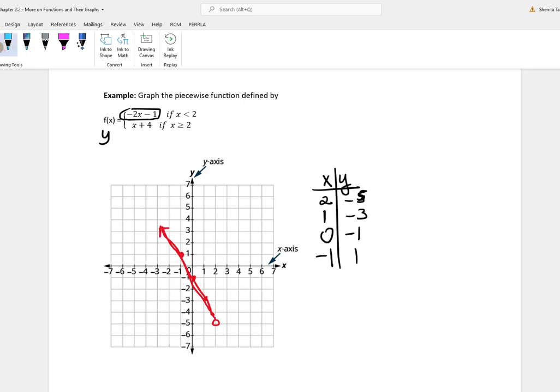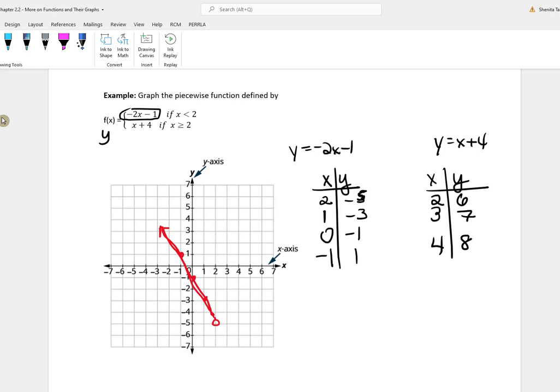All right. So now let's look at the other function. So this was for y is equal to negative 2x minus 1. Now let's look at y is equal to x plus 4. And this has to be for values greater than or equal to 2. So you got 2, 3, 4. When I plug 2 back in, I get 6 for y. When I plug 3 back in, I get 7. When I plug 4 in, I get 8.